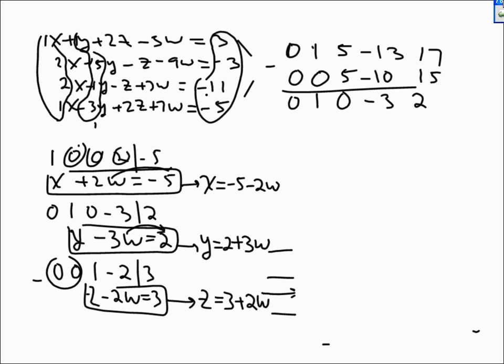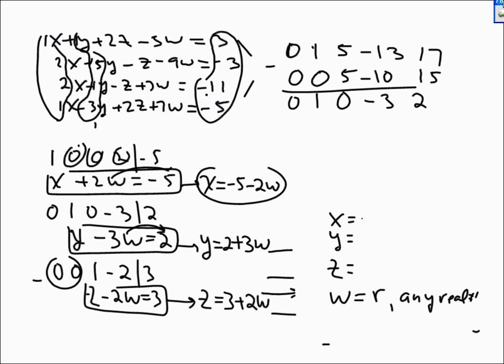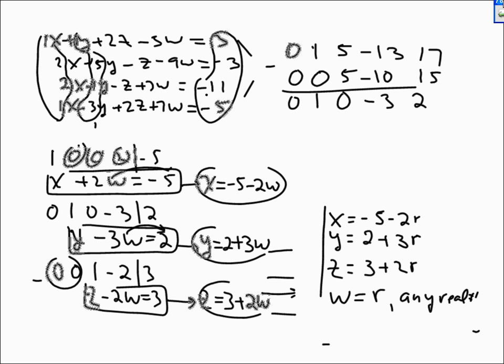I'm going to let W is equal to R, any real number. And then we'll solve for X, Y, and Z in terms of W. X is equal to negative 5 minus 2W. But W is R. Y is equal to 2 plus 3W. But W is R. And Z is equal to 3 plus 2r. This is your answer.